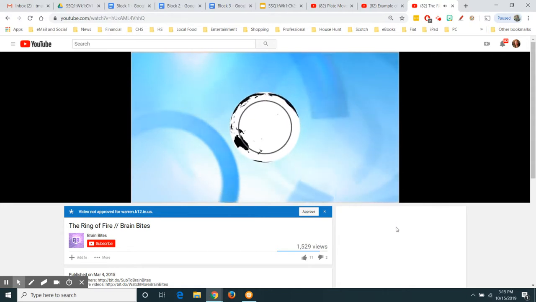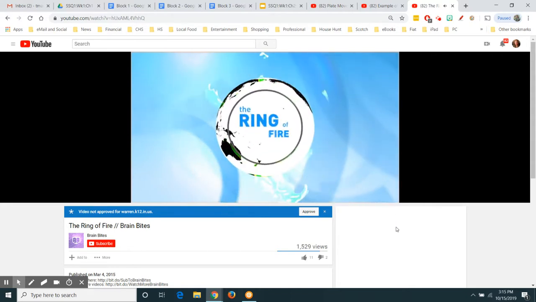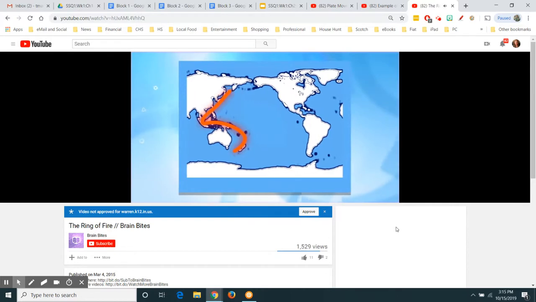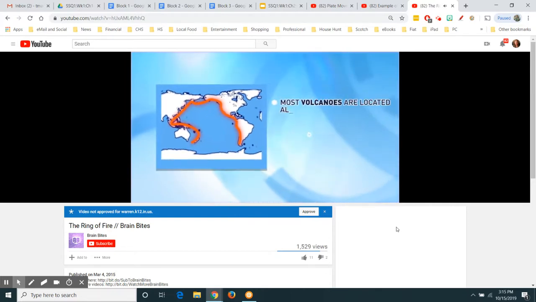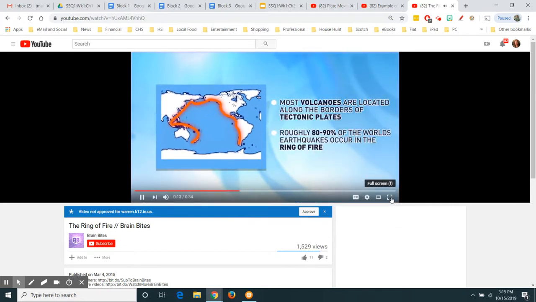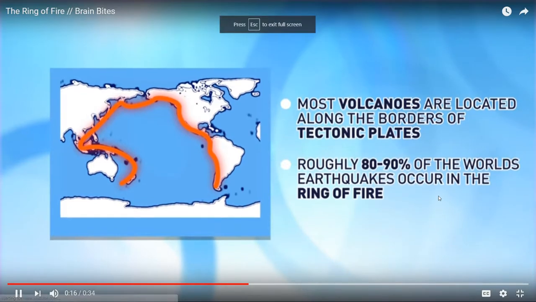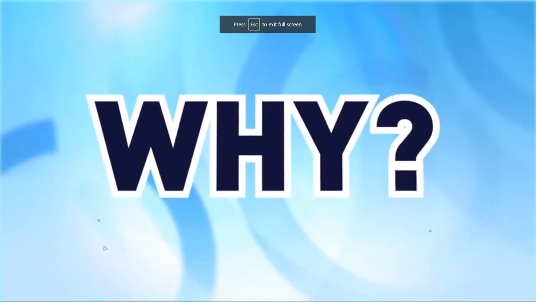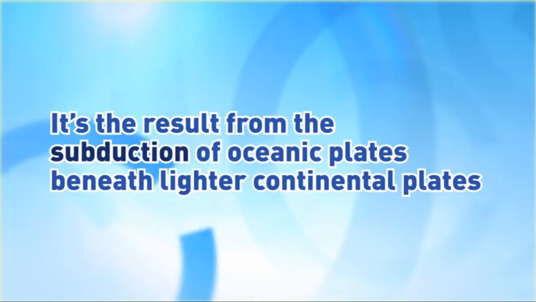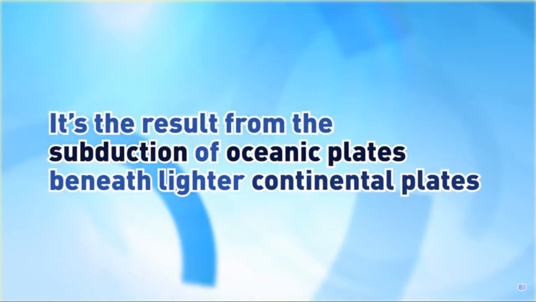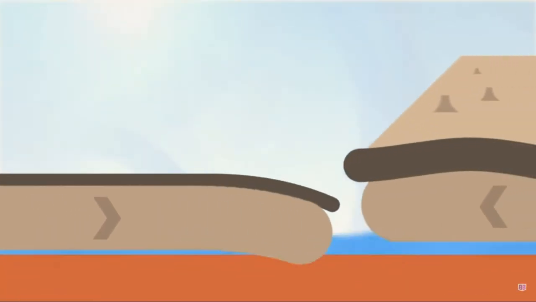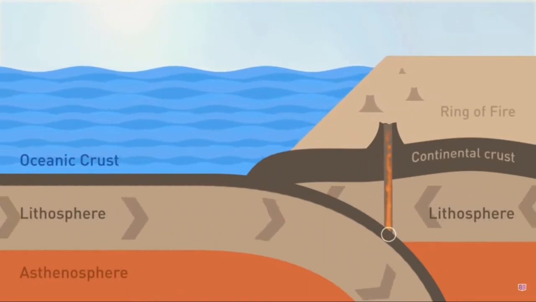Located around the basin of the Pacific Ocean, the Ring of Fire is not really a ring, but more like an awkward horseshoe. It's home to most of the world's volcanoes, as well as 90% of the world's earthquakes. But why so many? Well, it's a result of subduction of oceanic plates beneath lighter continental plates. This animation might help clear things up.